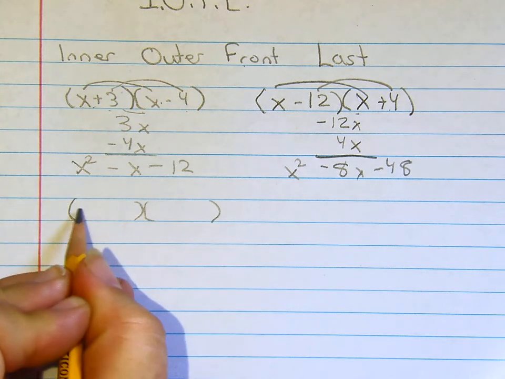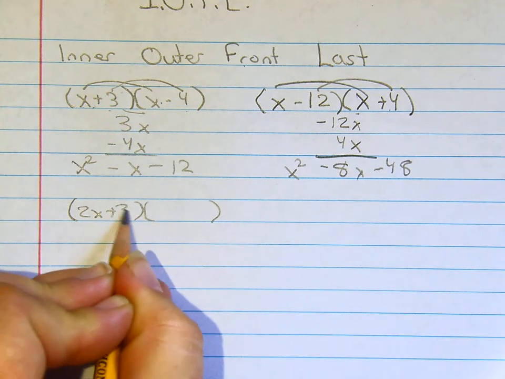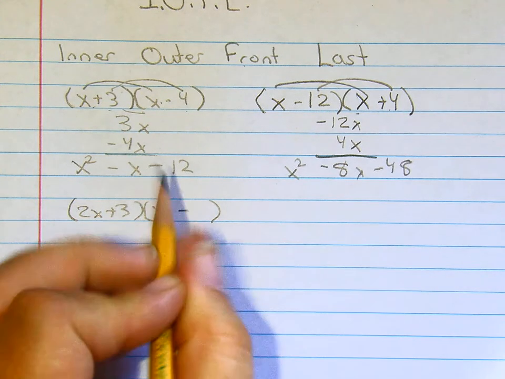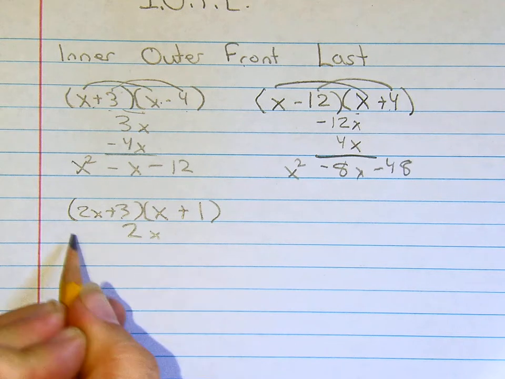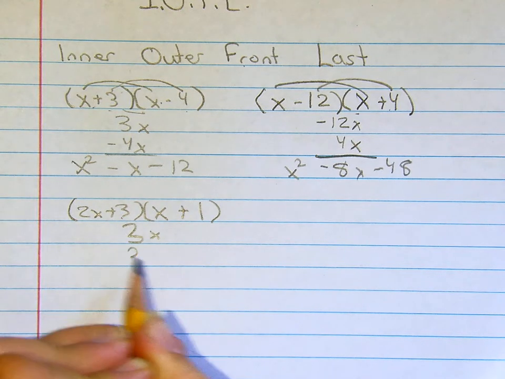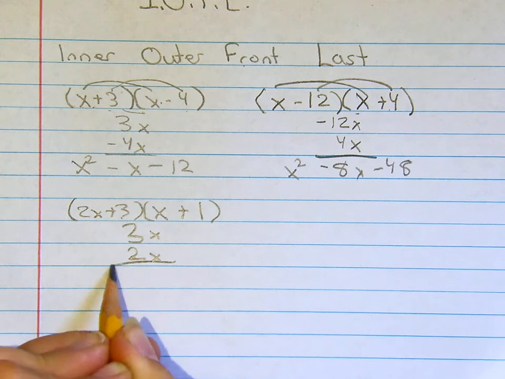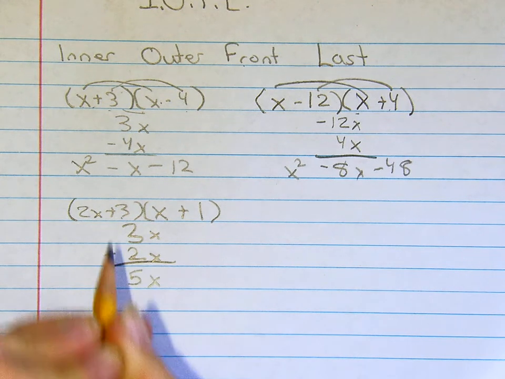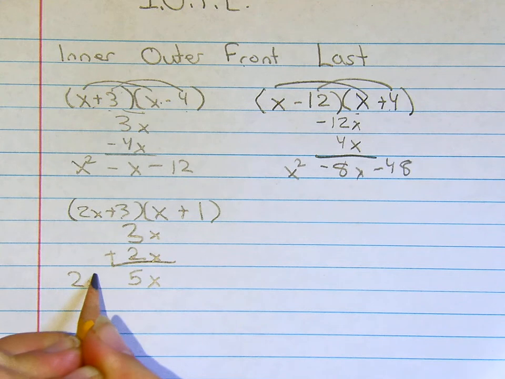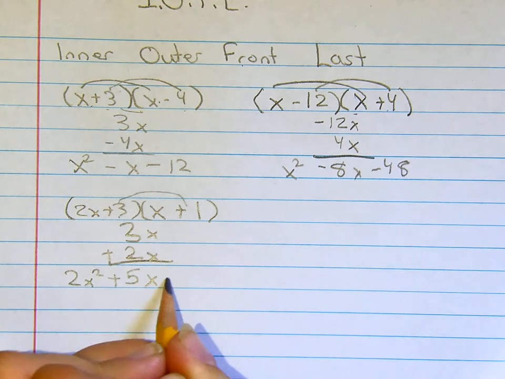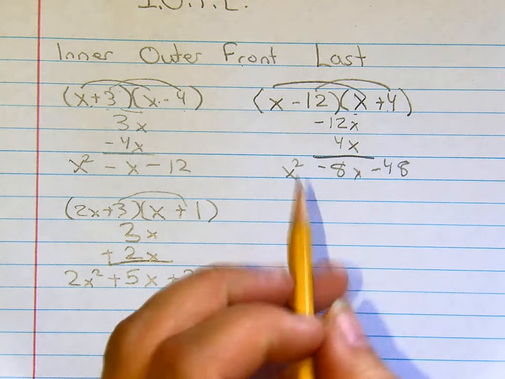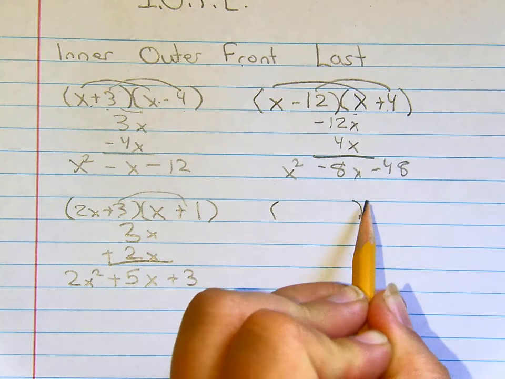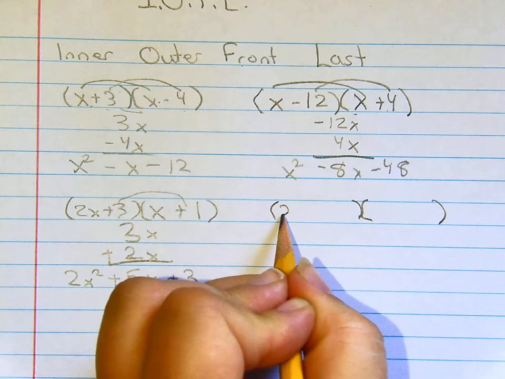Even if we were to have something that said like 2x plus 3 and x plus 1, same thing. Inners, 2x, outers, or excuse me, 3x. That's 2x. Together gives me 5x. Front is 2x squared. Last is going to be plus 3. I'm done. So if you get familiar with working with it in this process, then it can go by really quickly.